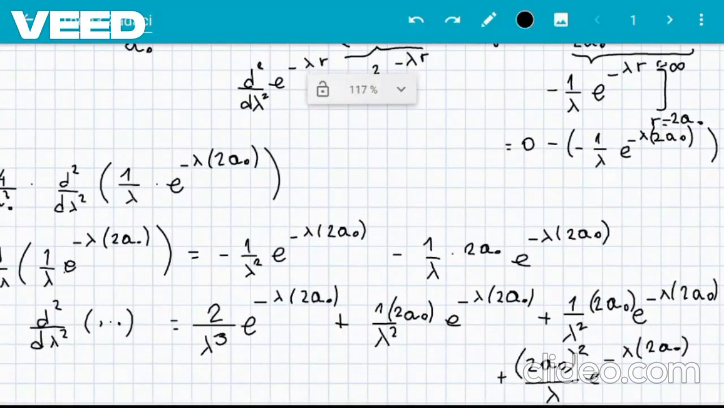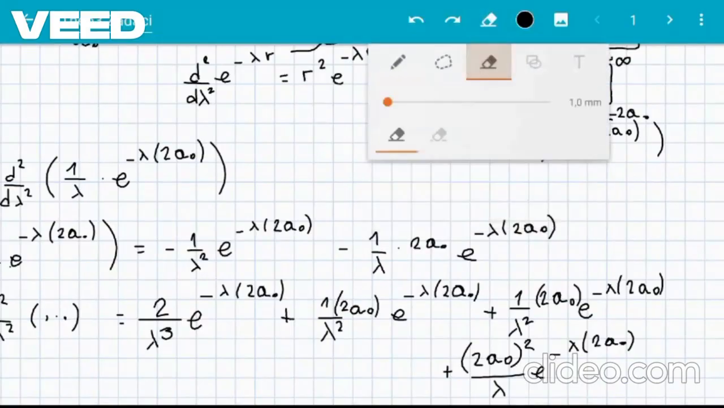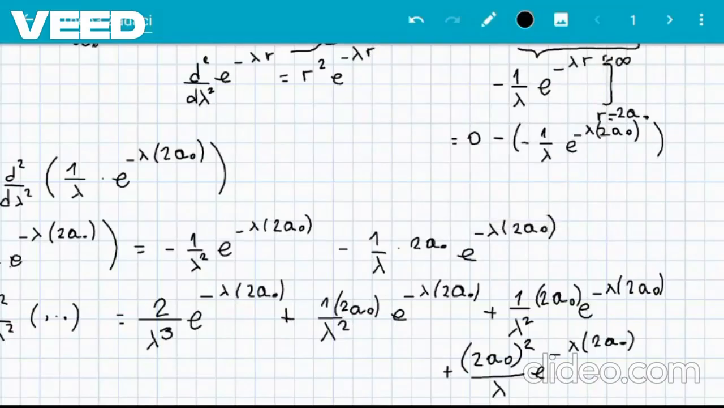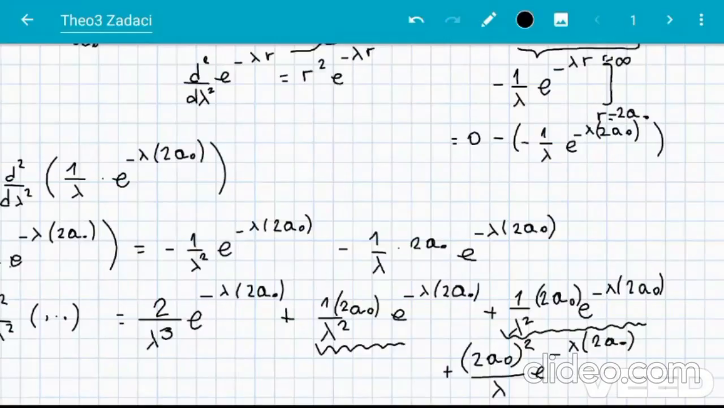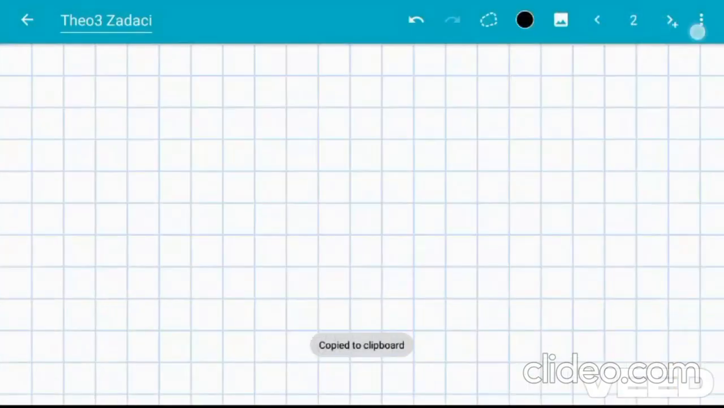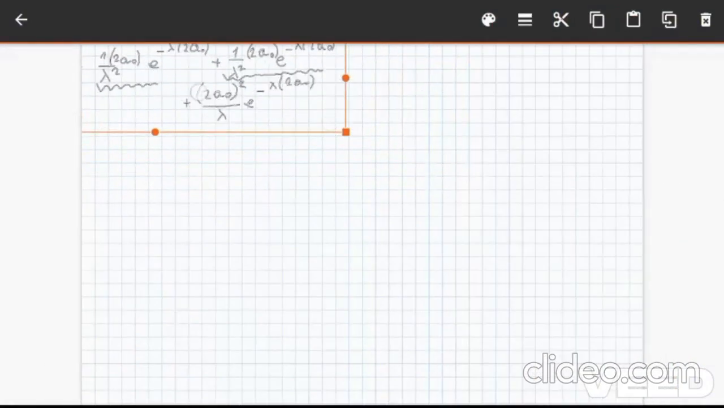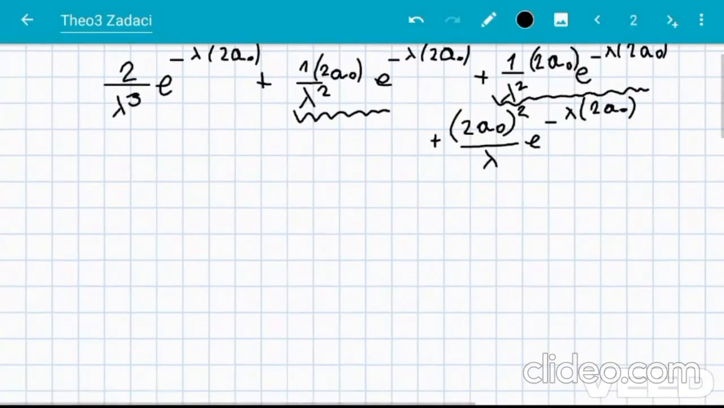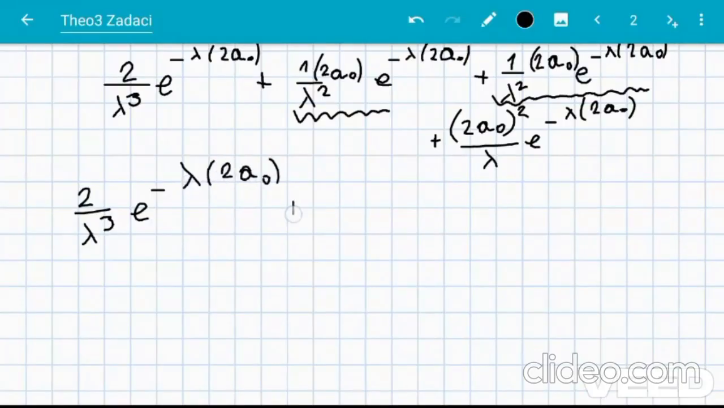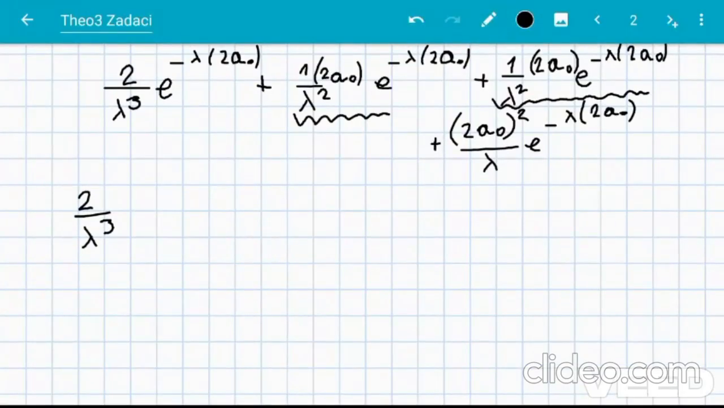So when we look at this expression, we can see that we have two similar terms. I'm hoping this is lambda squared. So this expression is the same as this expression, so we can sum them up. That's going to give us 4 a naught over lambda squared times the e function, and the rest is just going to stay the same. So then we have, I will just copy this on the next page. Actually, I'll just take the e expression in front of the brackets because it's all the same expression.